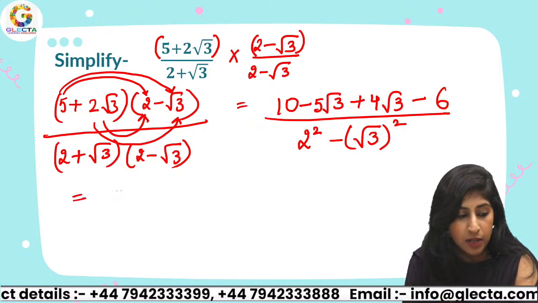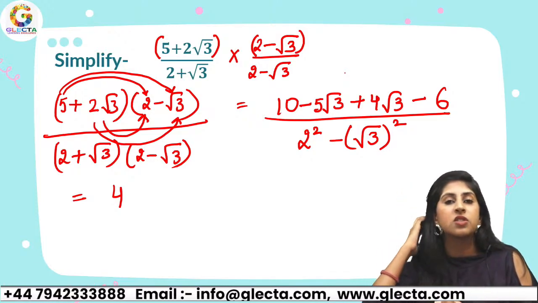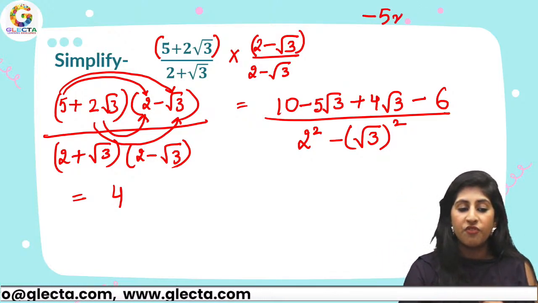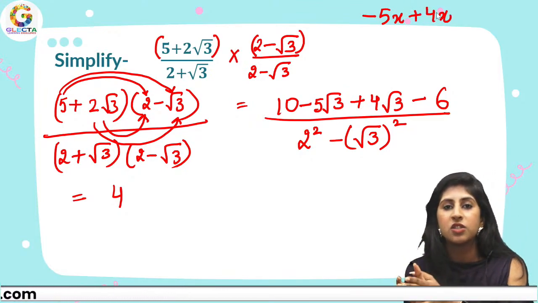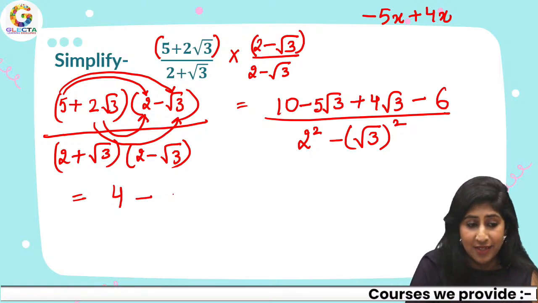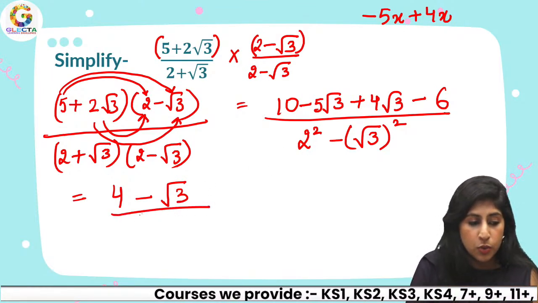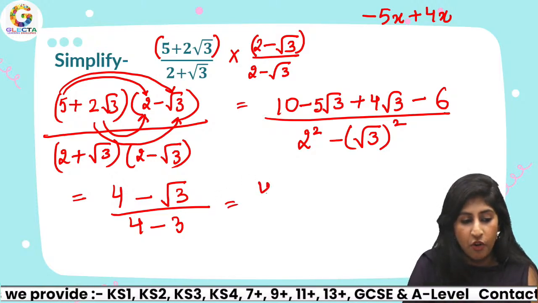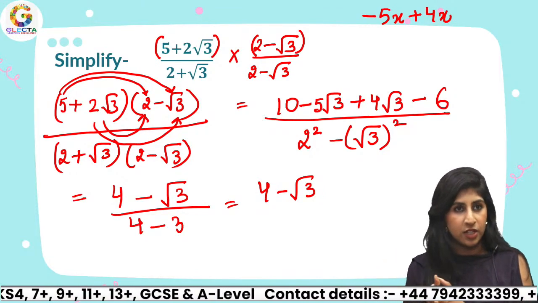So this is 10 minus 6, which is 4, minus 5√3 plus 4√3. Now it is similar to adding minus 5x and 4x. Negative 5 plus 4, that is negative 1. So it is just going to be negative of x, that means negative of √3, divided by 2 squared, which is 4, minus √3 squared, which is 3, so 4 minus 3 is 1. So the answer is 4 minus √3 divided by 1, which is just 4 minus √3.